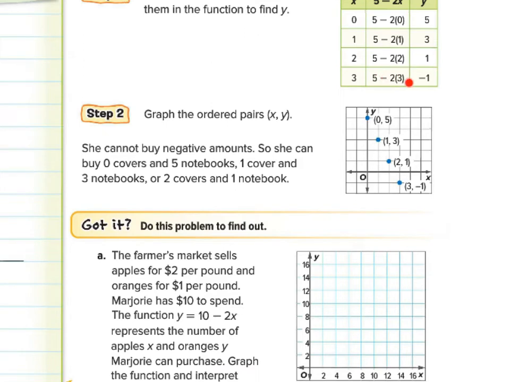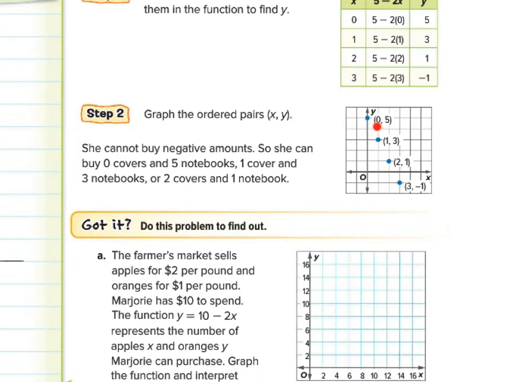And once we've determined that, since we can buy 2 here and we have 1 left over, we already know that a notebook is $1. So my conclusion would be she cannot buy a negative amount. So she can buy 0 covers and 5 notebooks, 1 cover and 3 notebooks, or 2 covers and 1 notebook. That's all the combinations that she can buy. There's all the possibilities. You see that?